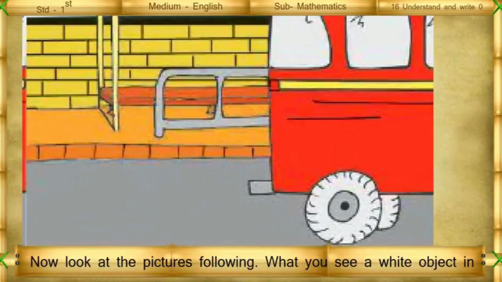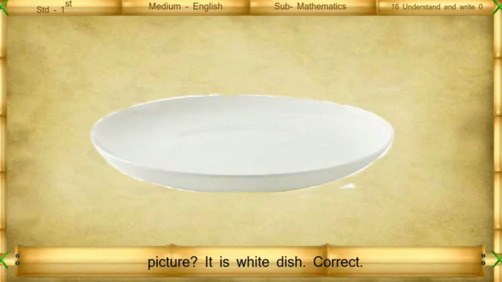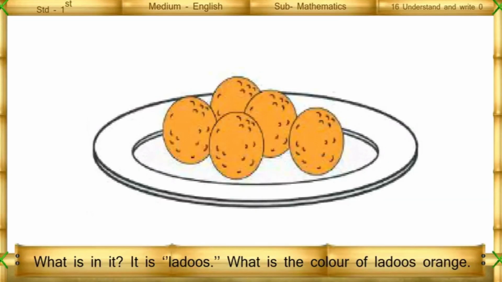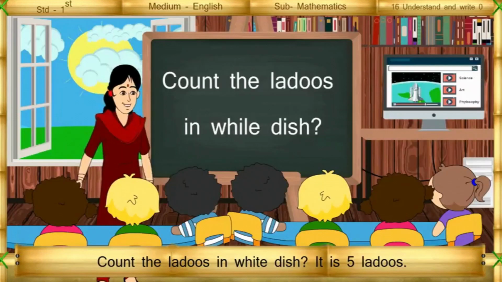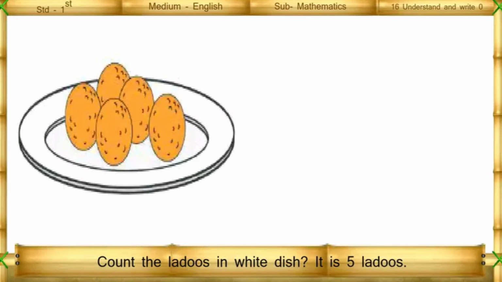Now look at the following pictures. What is the white object in the picture? It is a white dish. Correct. What is in it? It is laddus. What is the color of the laddus? Orange. Count the laddus in the white dish. There are 5 laddus.